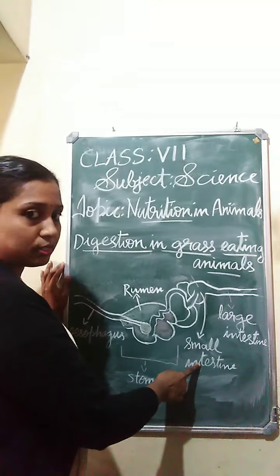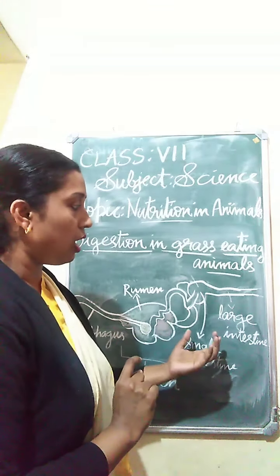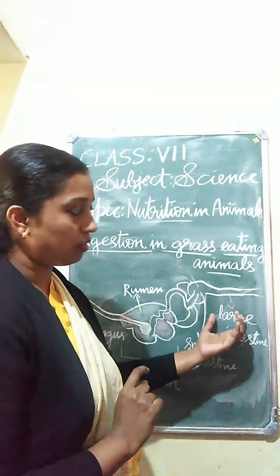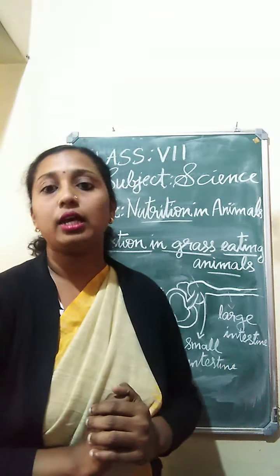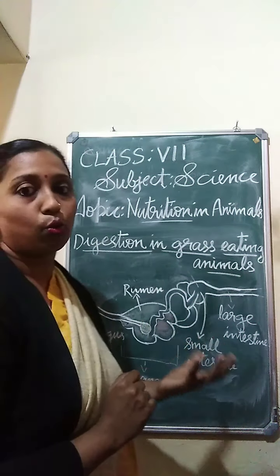Next part is known as the small intestine, and the majority of the digestion takes place in the small intestine. After that the food goes into the large intestine and waste material is eliminated through the anus. So this is about the digestive system in ruminants.